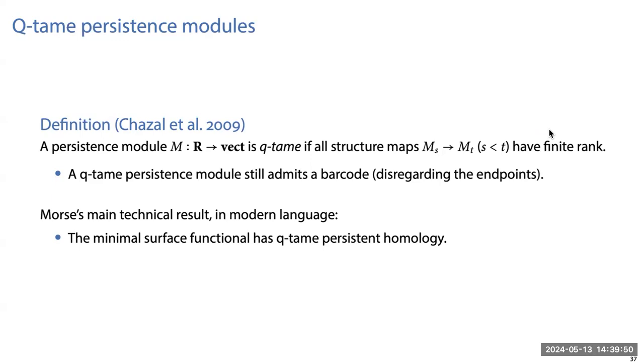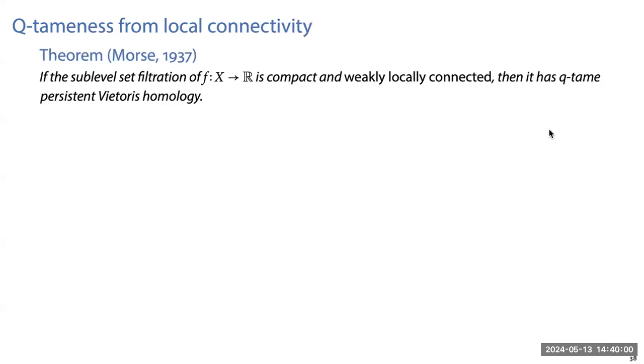So at a very early stage, people already saw a need for developing persistent homology in a very general setting. And then Morse's technical result could be stated as follows. If you're given a sublevel set filtration of a function whose sublevel sets are compact, and a condition that he calls weakly locally connected, then it's guaranteed to have Q-tame persistent homology. At this time, this was in the 30s. He actually used Vietoris homology.